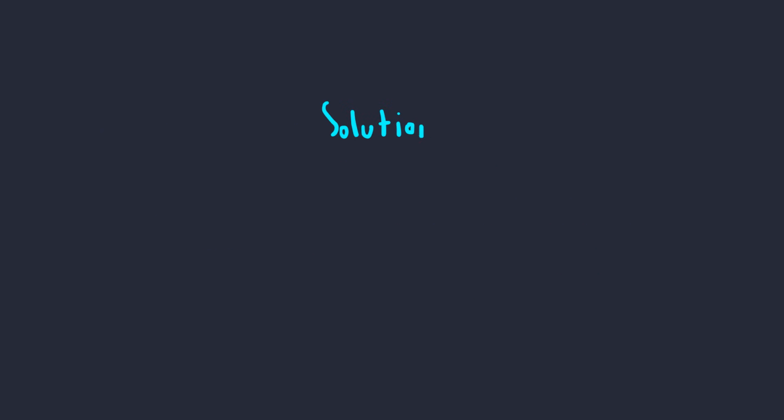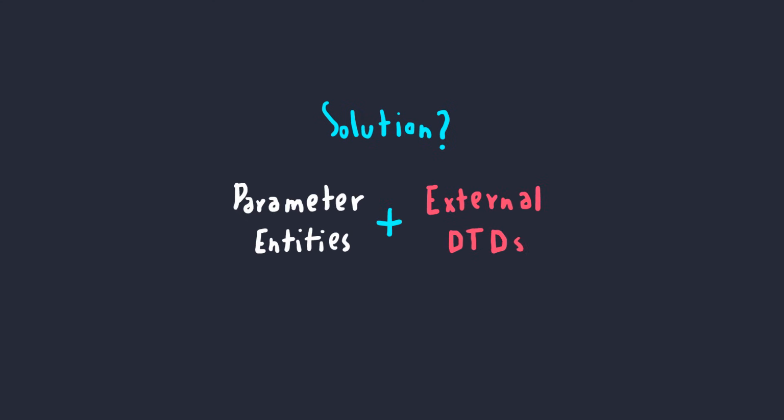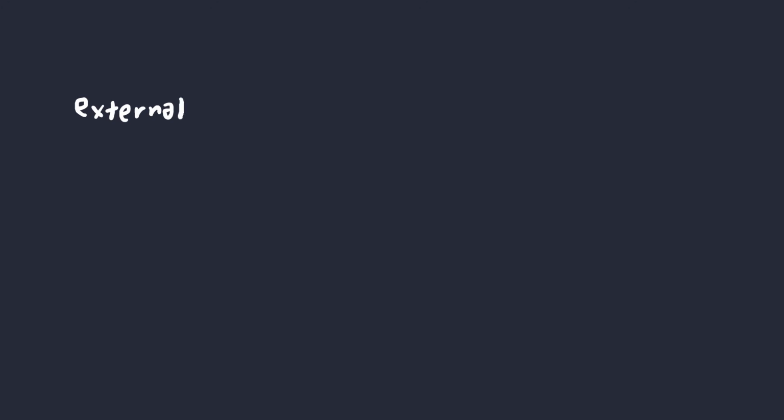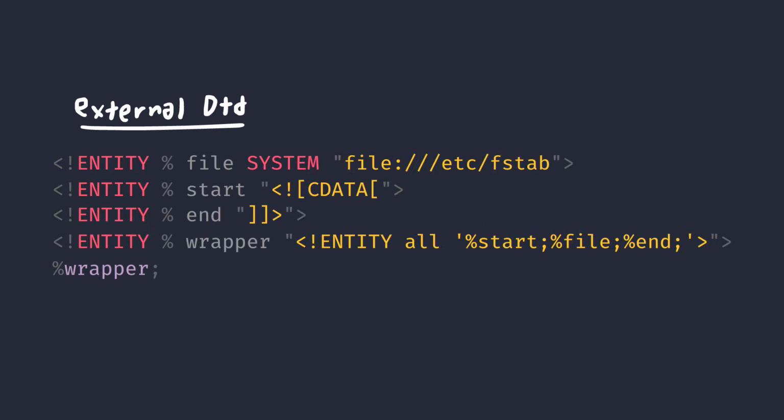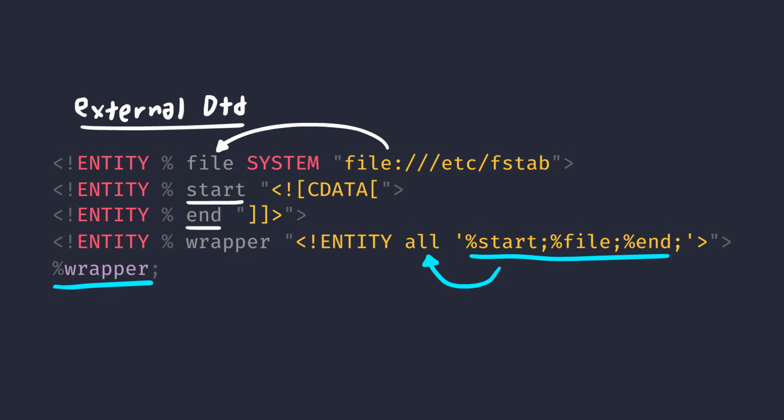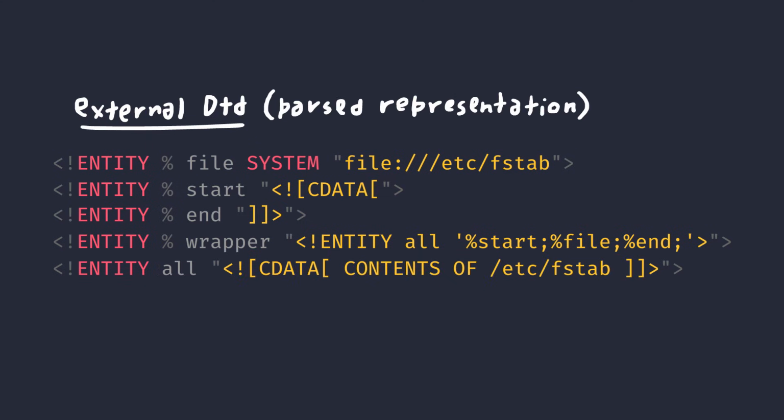So the solution to this problem is to use parameter entities and external DTDs. The XML looks very similar to the one we saw earlier, but there are minor differences in the DTD. We are reading /etc/fstab, and we're also defining two parameter entities, which are basically the starting and ending points of the CDATA tag. In the end, we create a wrapper, which has a general entity with all the three values as one. In the end, everything looks something like this.